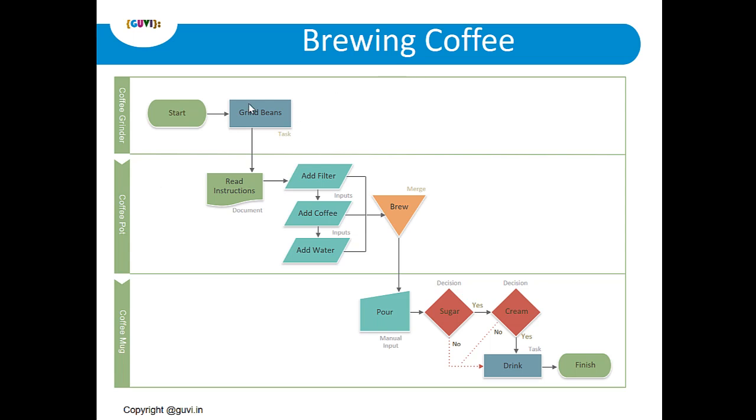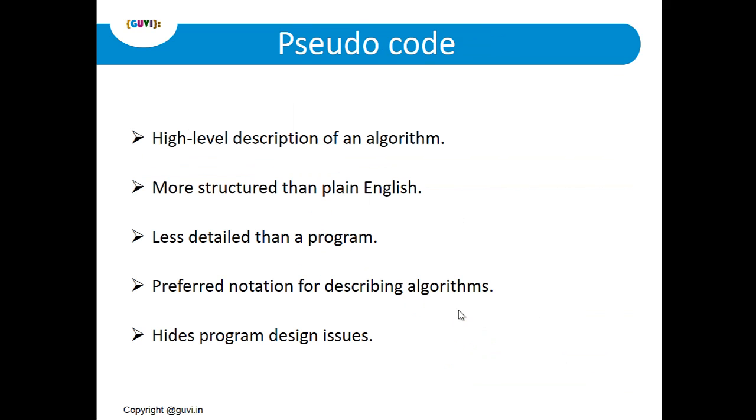For example, for brewing a coffee, this is the flowchart. For starting and ending, we have that elliptical rectangle, and then for the process or task, we have grind beans, and read instruction, where we are reading from a document. These are the process steps. And finally, there is decision making, whether I need to add sugar or cream, or how to drink, all those things. So if else in this case, is what we call it in programmer terms.